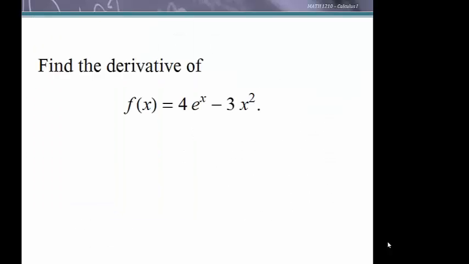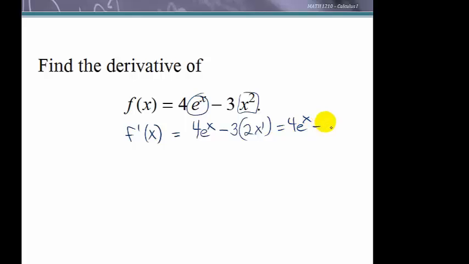So let's see if we can find the derivative here of this particular function. The derivative f prime of x equals, looking at our rules, this is basically a constant multiplied by a function, so we can take the derivative of this function, the derivative of e to the x is e to the x, and then multiply the constant. And then here we have a power rule, power out in front, decrease the power by 1, and then multiplied by the constant, and then we have the difference, so we could take the difference. So our derivative is just 4 e to the x minus 6 x.